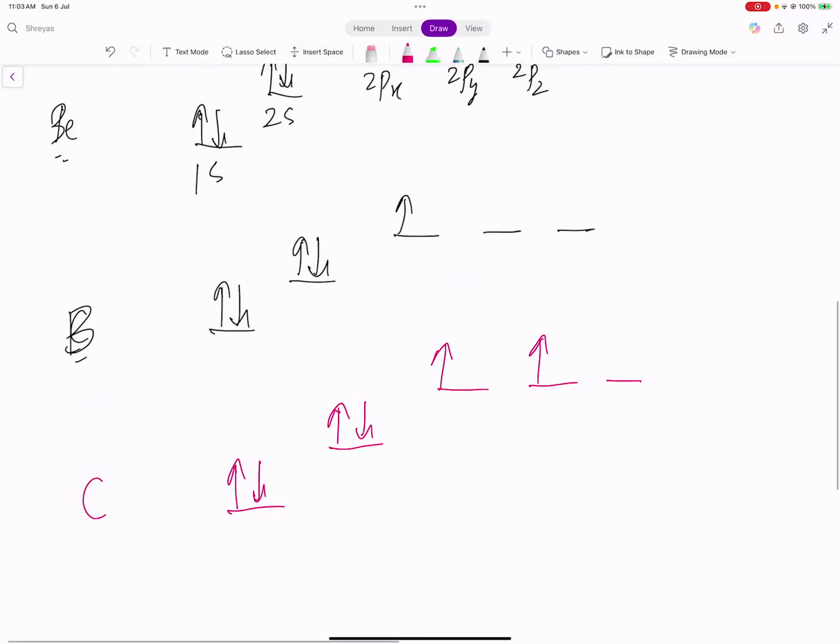So there's an alternate way of saying Hund's rule: pairing does not start until each degenerate orbital has one single electron each. Sir, what's a degenerate orbital? Degenerate orbital means orbitals which are equal in energy.